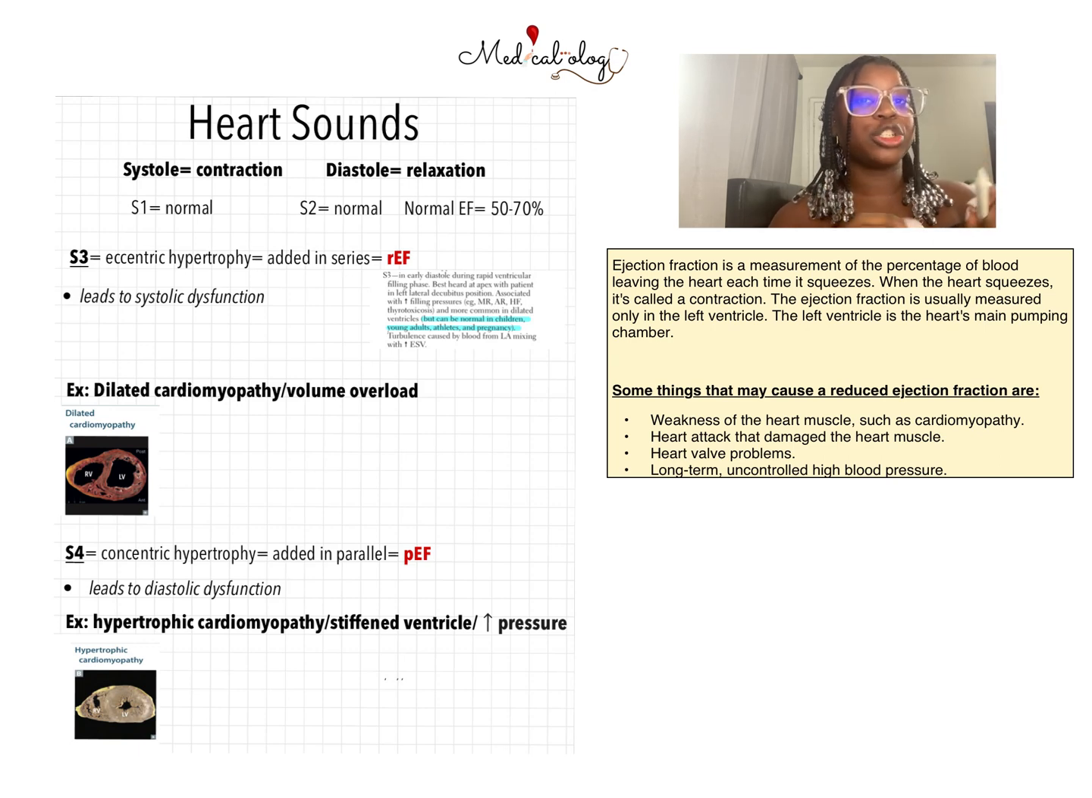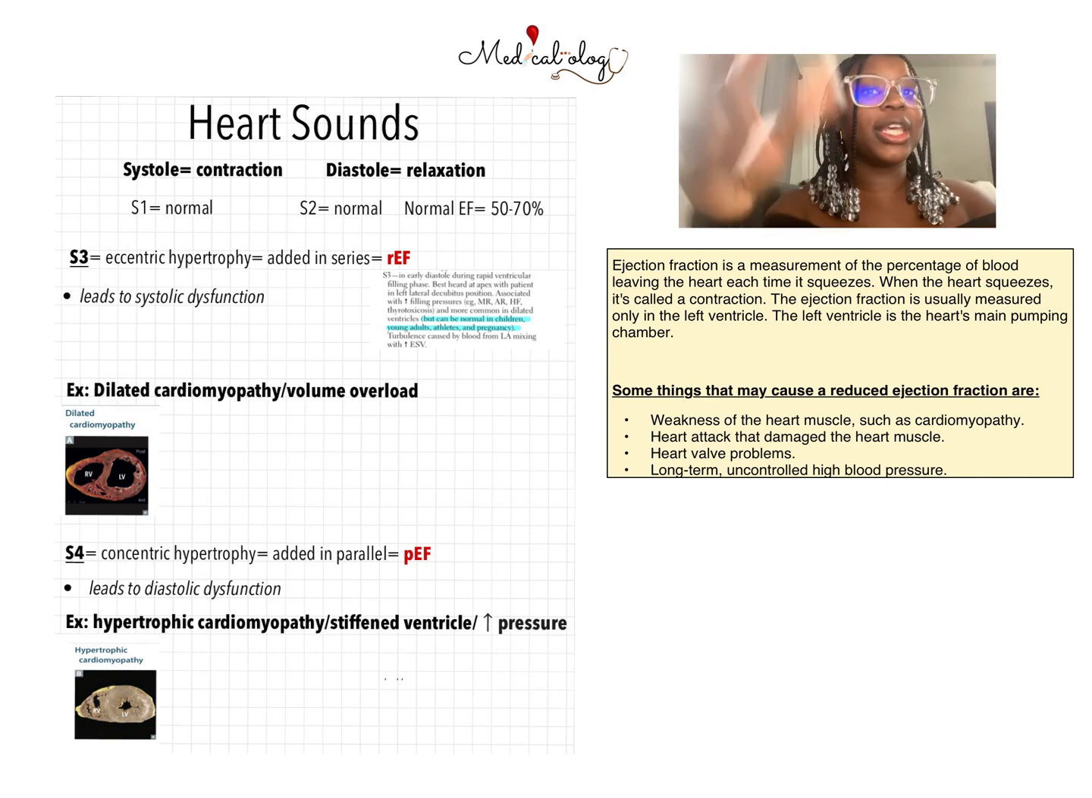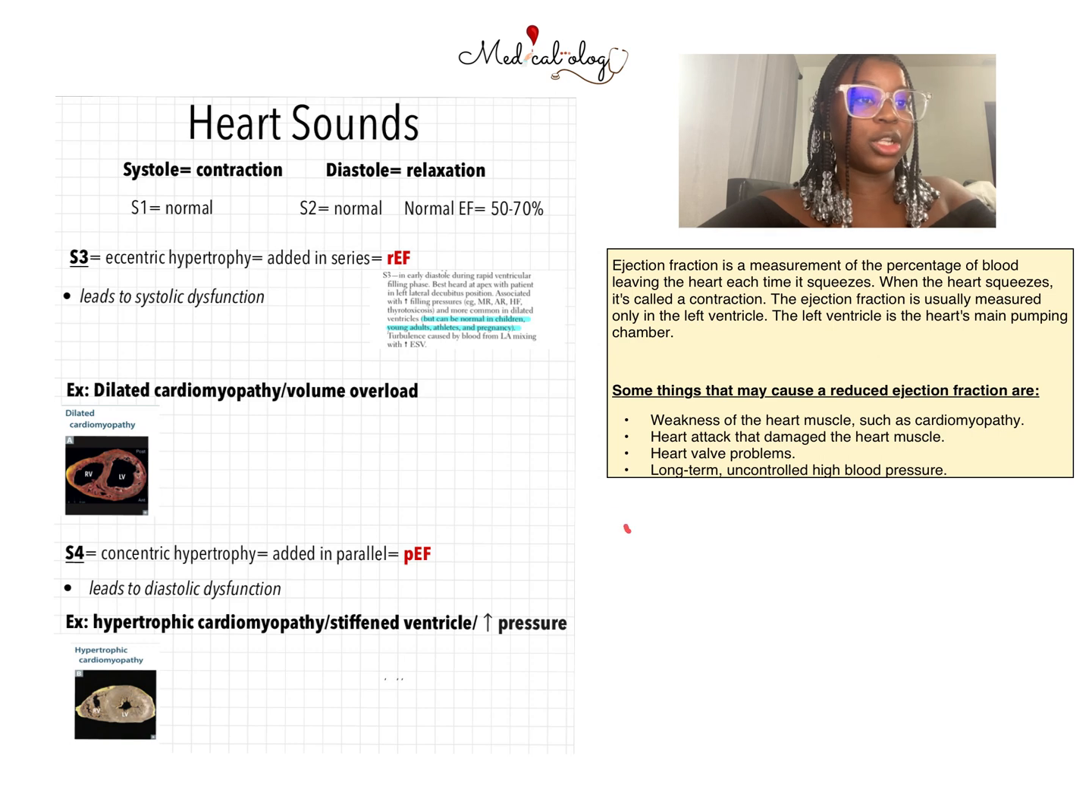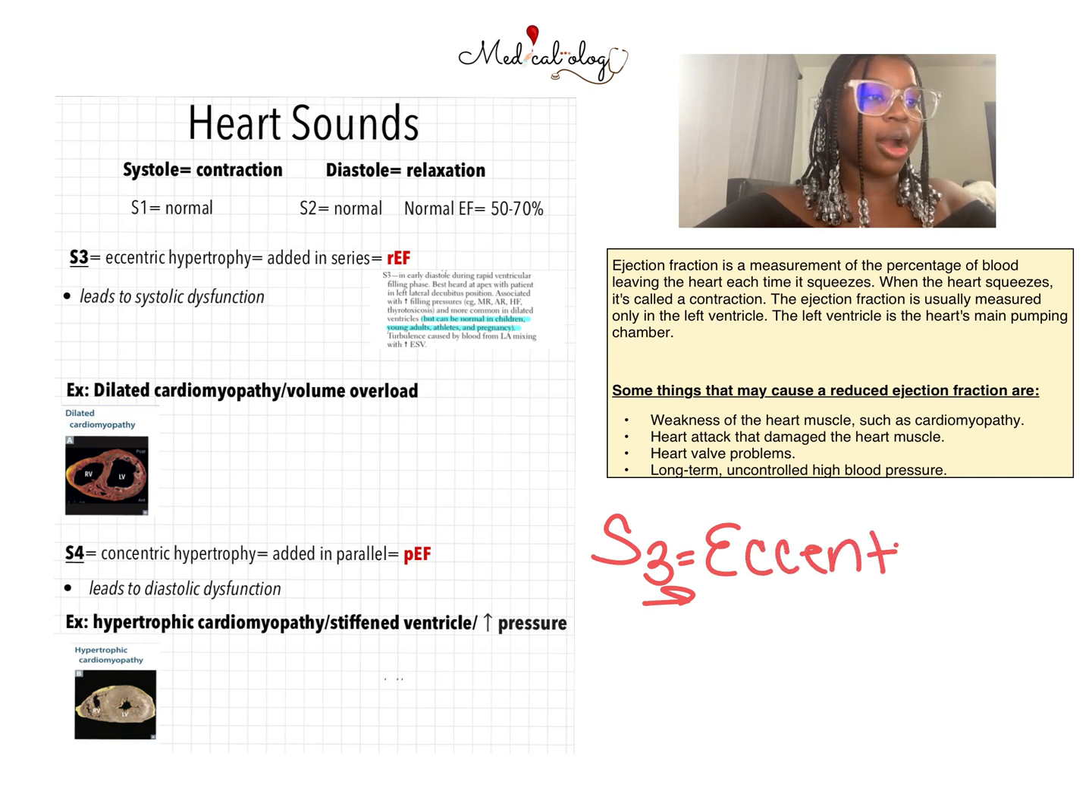So let's start with S3. How do we remember that S3 equals eccentric hypertrophy? So let's write S3. How do you remember that it's eccentric? I want you guys to flip the 3. The 3, what is that? E, right? So we understand that E equals eccentric hypertrophy. So let's put C-E-N-T-R-I-C. Guys, do not mind my handwriting.